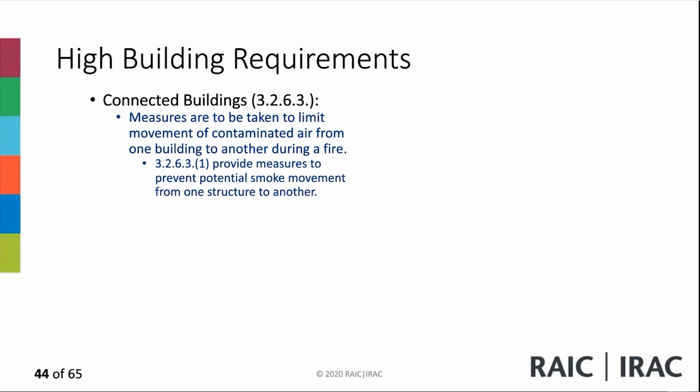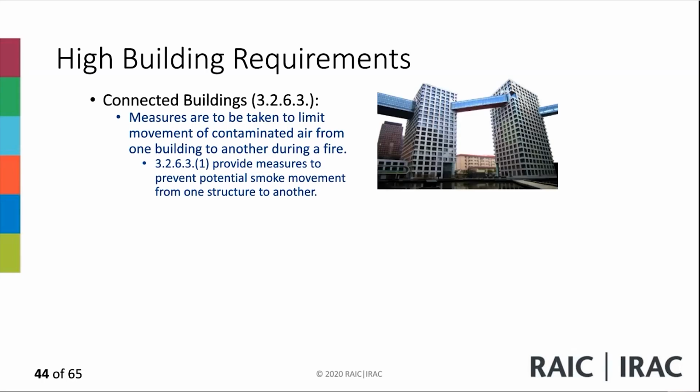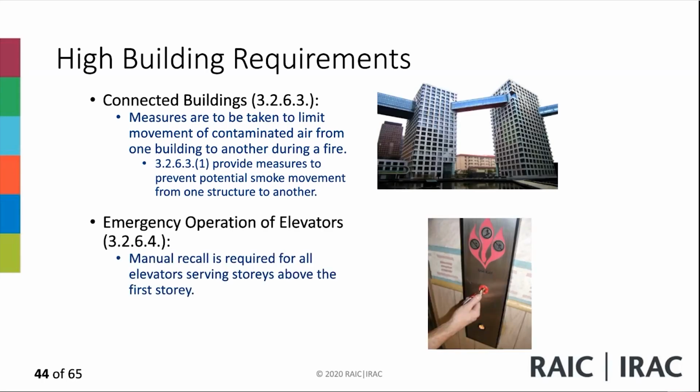3236.1 provides measures to prevent potential smoke movement from one structure to another. I mean, there is specification in the codes. There are appendix notes related to it. There are also alternative solutions that can be provided related to that. But it's something to make sure that you keep in mind.